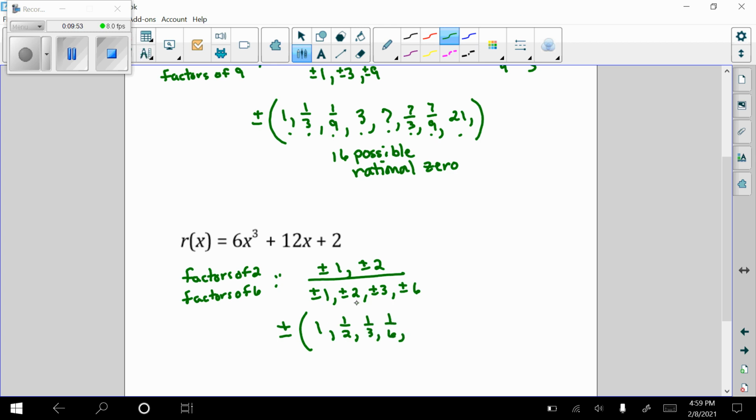And then I go to my 2 on the top. I have 2 over 1, I have 2 over 2, which I already have. 2 over 3, and 2 over 6, which reduces to 1/3, so I already have that one. So here I have 1, 2, 3, 4, 5, 6 times 2. I have 12 possible rational zeros.